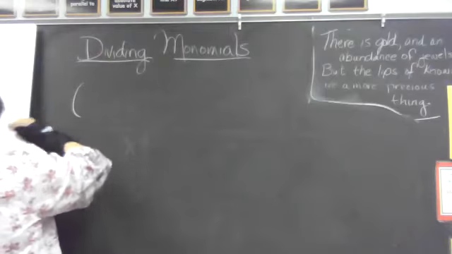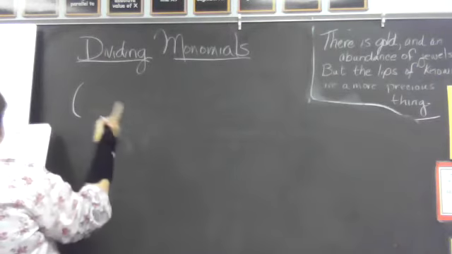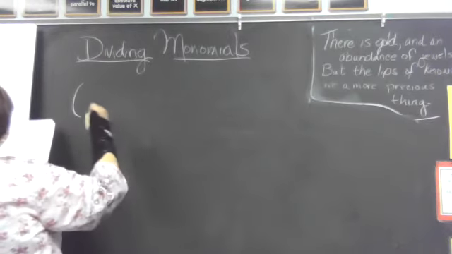This is number 2. And it has a parentheses to tell you that we're going to have this whole polynomial divided by a monomial.